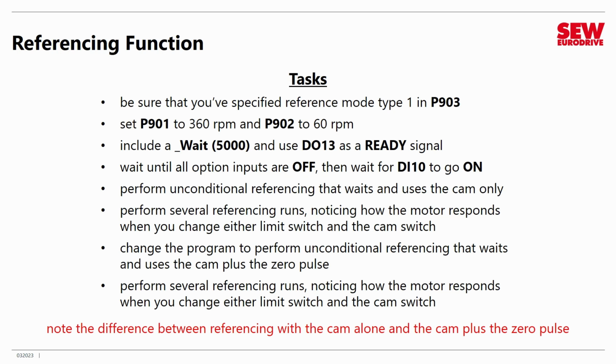Once you've made that small change, perform several referencing runs and notice how the motor responds when you change either the limit switch or the cam switch. And then notice the difference between referencing with the cam alone and the cam plus the zero pulse. You should be able to detect a difference. All right, those are the things you're supposed to do in your program.